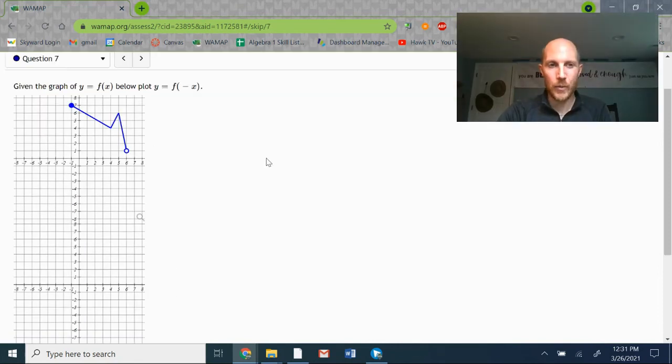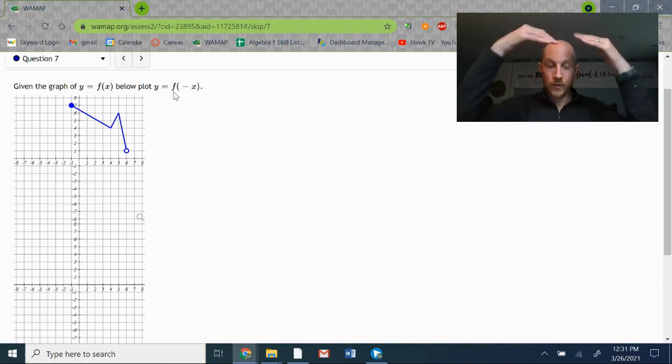Here's our next example. We got y equals f of x, the original graph shown here. This is on the top part of the graph, and I'm asked on the next graph down below that to plot y equals f of -x. All right, so the -x, that's inside the parentheses.